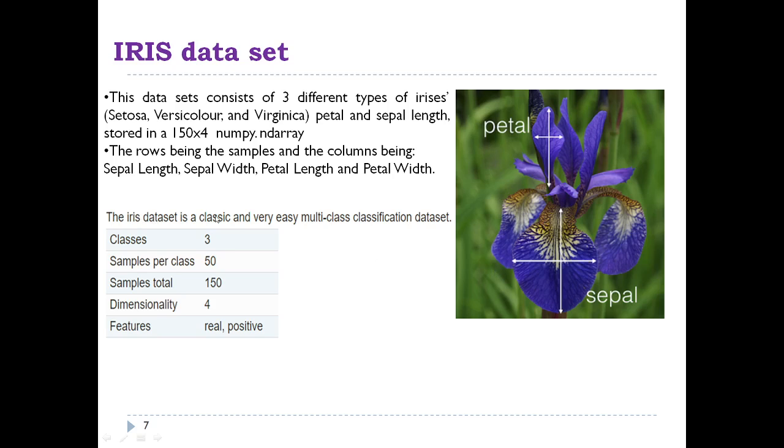The iris dataset is a classic and very easy multi-class classification dataset. It has three classes and the samples per class is 50, so the total is 150 samples. The dimensionality is 4, meaning the features: sepal length, sepal width, petal length and petal width. The features are real and positive. So this is the iris dataset we are going to use in this program.